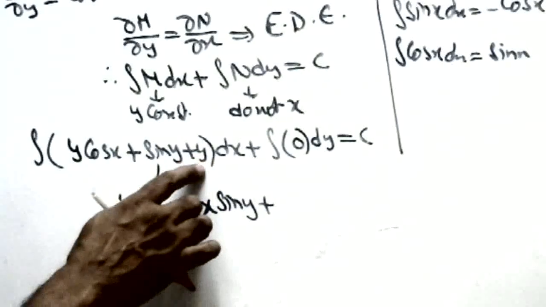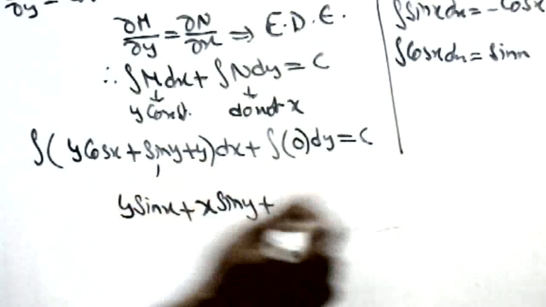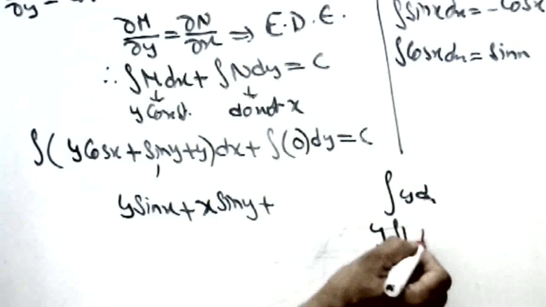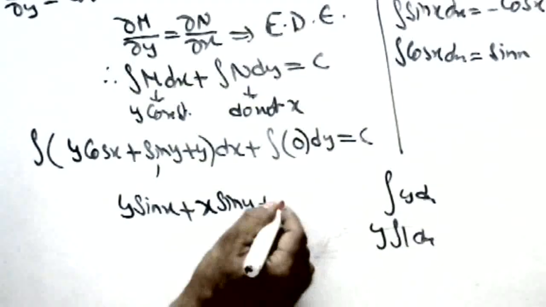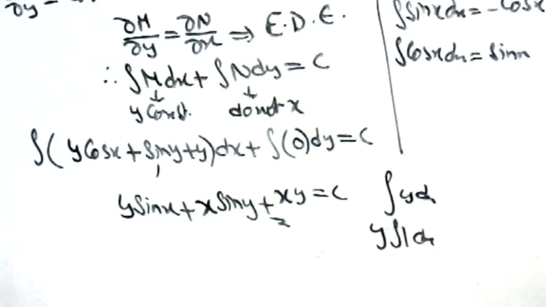Plus here also we don't have x, and we have to integrate with respect to x. So y is constant. With a constant we take 1 for integration. The integration of 1 is x. Integration of y dx: if you bring y outside, we are left with 1. So the integration of 1 will be x. So this will be xy equals c.